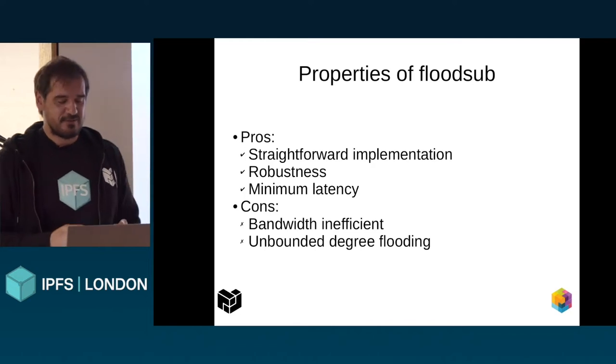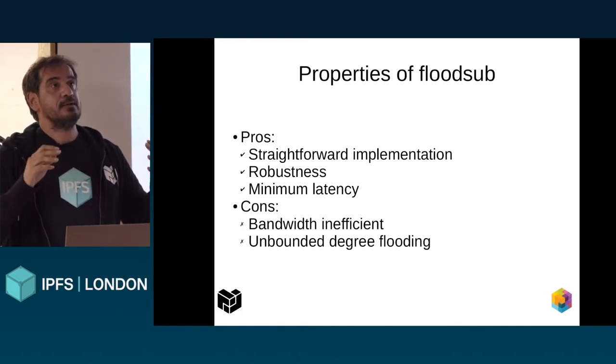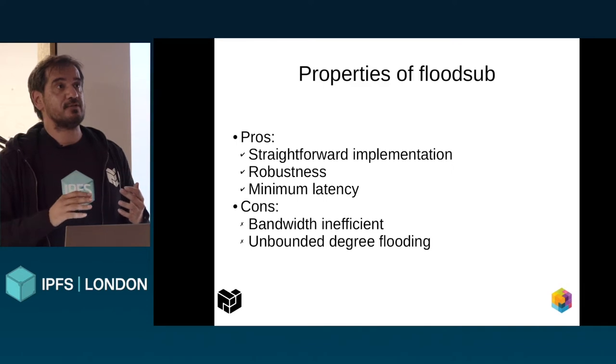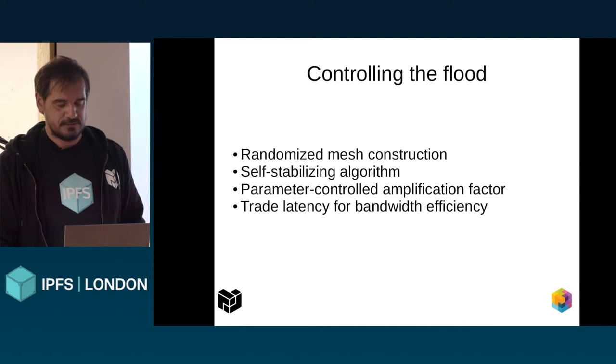So this makes it bandwidth inefficient. And most problematic of all is that there is unbounded degree flooding. That means that if you have a lot of connections, you have a huge amplification factor, which is a problem for highly connected nodes and large scale overlays.